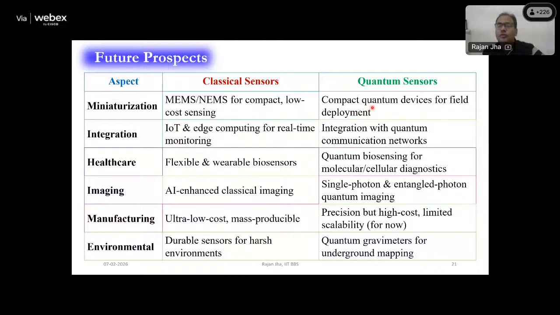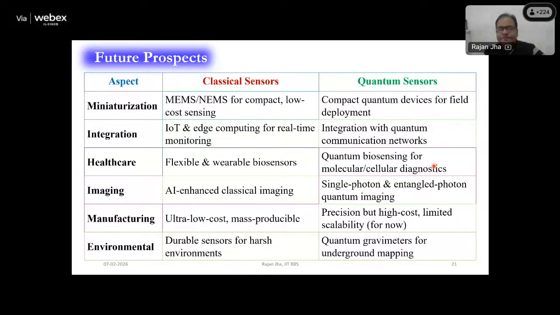These will be very compact. Unlike IoT, you can directly integrate them. I was talking about the quantum internet; you can directly integrate with a quantum communication network. Healthcare will be much more customized in future. If you have quantum based sensors, you can really do the diagnosis of an individual at the cellular level. This will be very fascinating research, where people's life expectancy is expected to rise further because healthcare will get much more advanced.